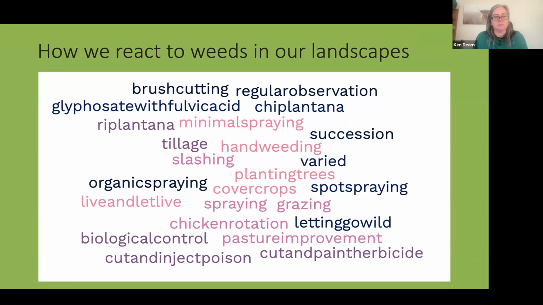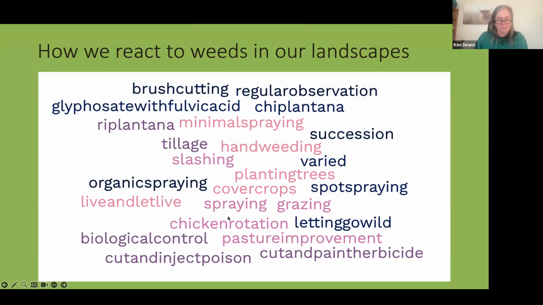Now you'll notice it's a little bit dodgy on the formatting because I had to put the words together, or they all got spread out in the word cloud, but people are brush cutting, they're observing, some people are buffering with fulvic acid, chipping, ripping, slashing was pretty popular, grazing management, cover crops, spot spraying, there's chickens in rotation, live and let live. There was a really nice range of different ways you react to weeds in those questionnaires, which was really, really lovely for me to read.